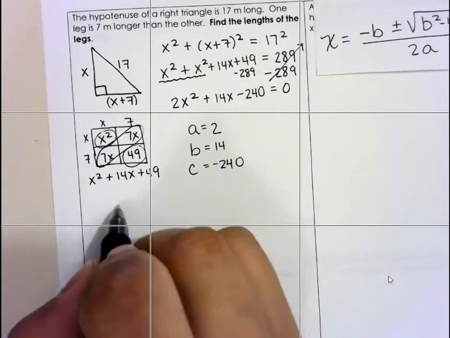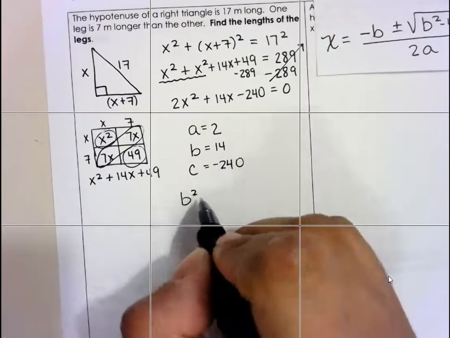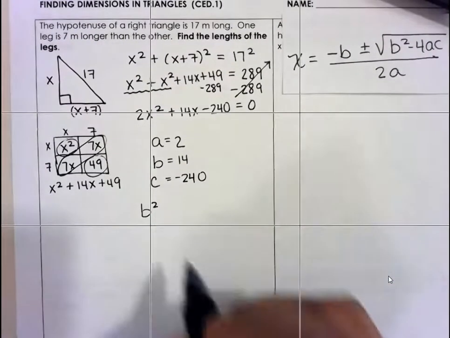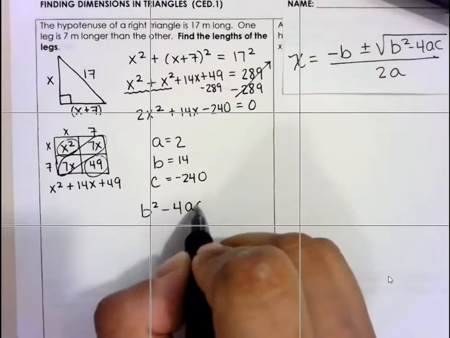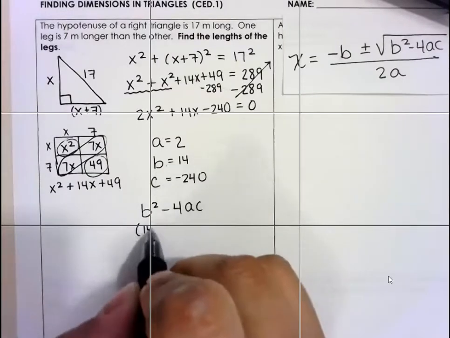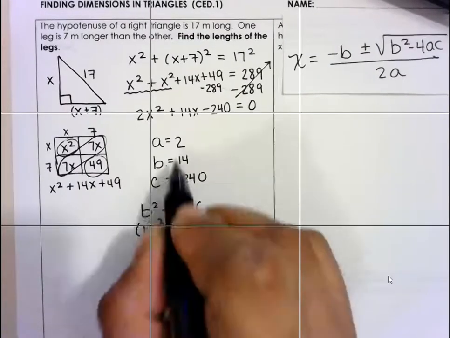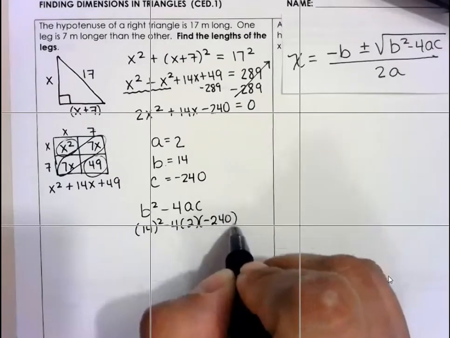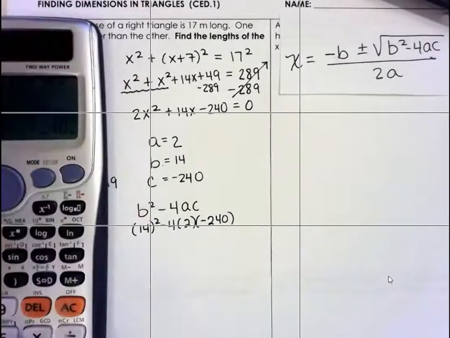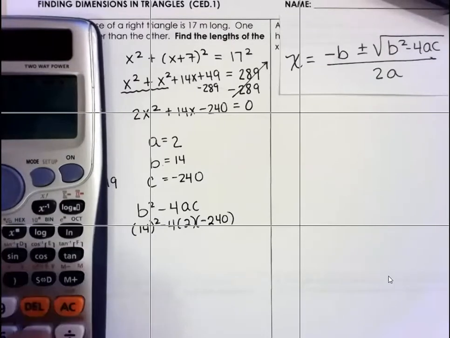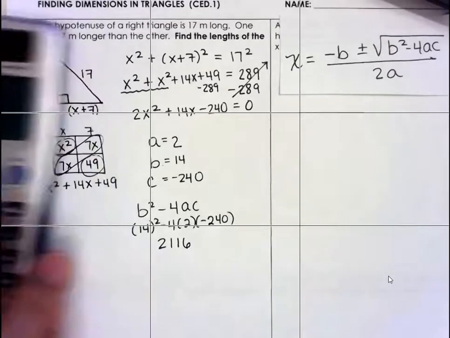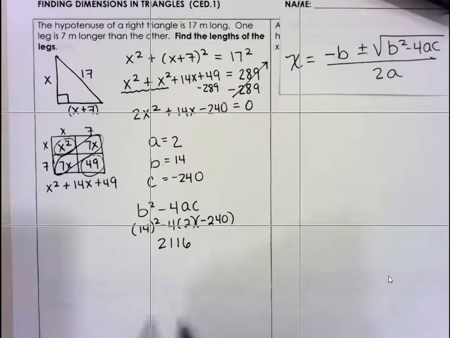You know me, I'm going to go for the discriminant first. Oh, my camera moved. Sorry. Alright, b is 14, so I'm going to square the 14 minus 4 times a, which is 2, and c, which is negative 240. Alright, typing that into the calculator. Alright, so my discriminant is 2116.